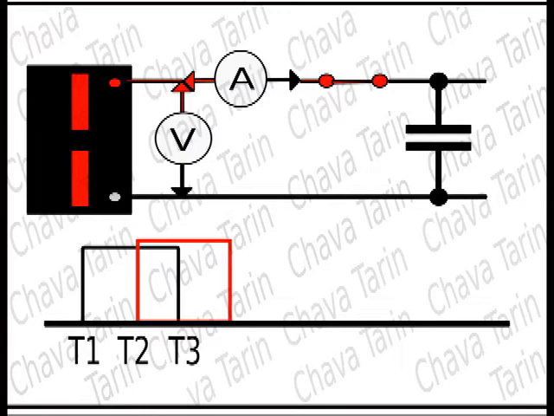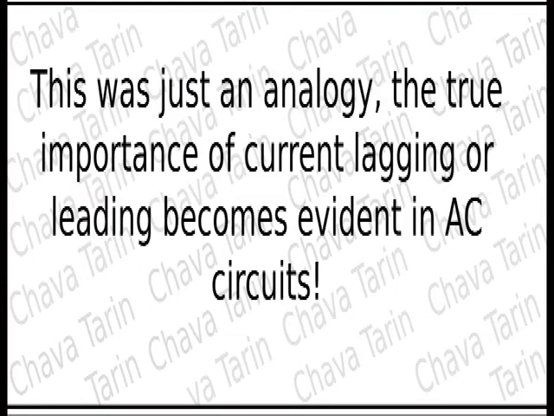Because the current is being applied without any voltage in the load, there is only power consumption when the load is getting both voltage and current, as shown at time t2. Since the current and the voltage are not simultaneous, we can assume that the power factor for a capacitive load is also close to zero. This was just an analogy.